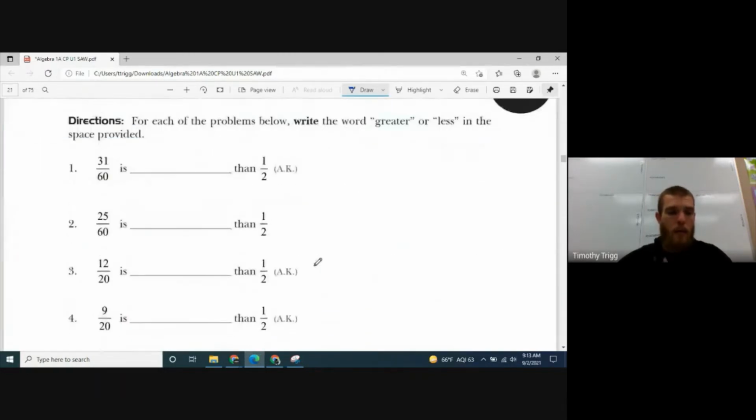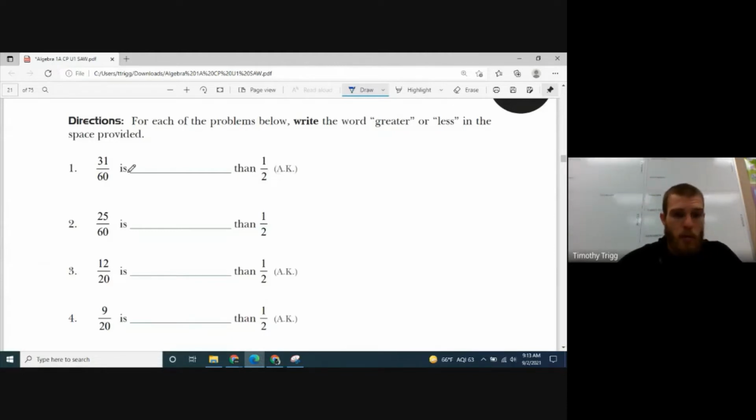So let's talk about greater or less. For each of these problems, write the word greater or less in the space provided. So here we have 31 over 60 is blank 1/2. So we want to figure out 31 out of 60. Is that greater than 1/2 or is that less than 1/2?